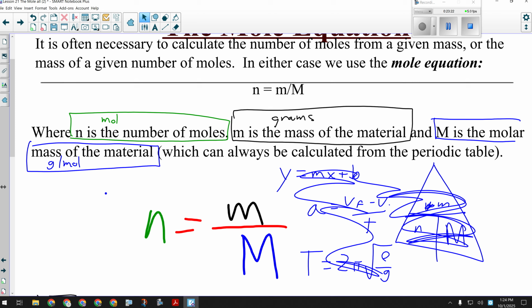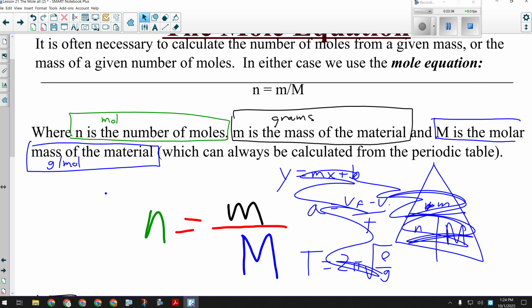Multiply both sides by big M. If I want to get little m by itself, I'm dividing little m by big M. One of the rules of algebra is if you want to move something, do the opposite. Right now I'm dividing by big M. If I want to move it, I do the opposite.